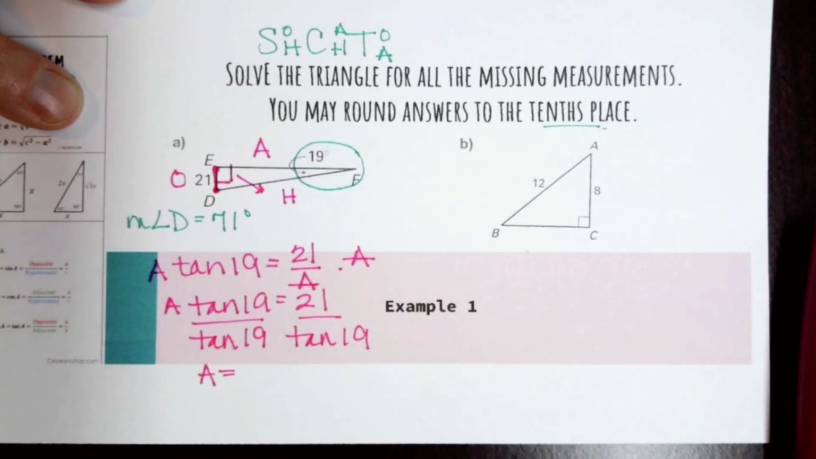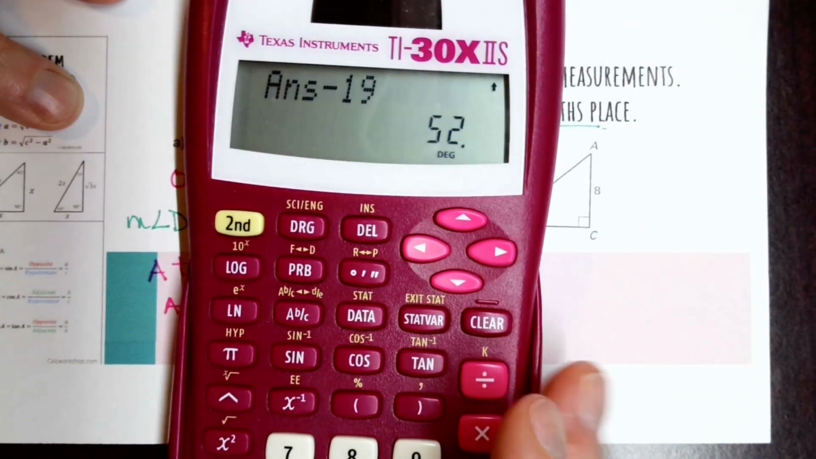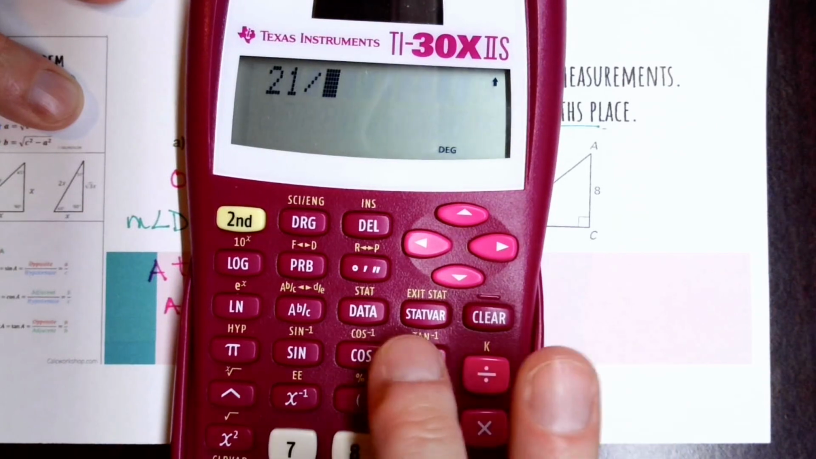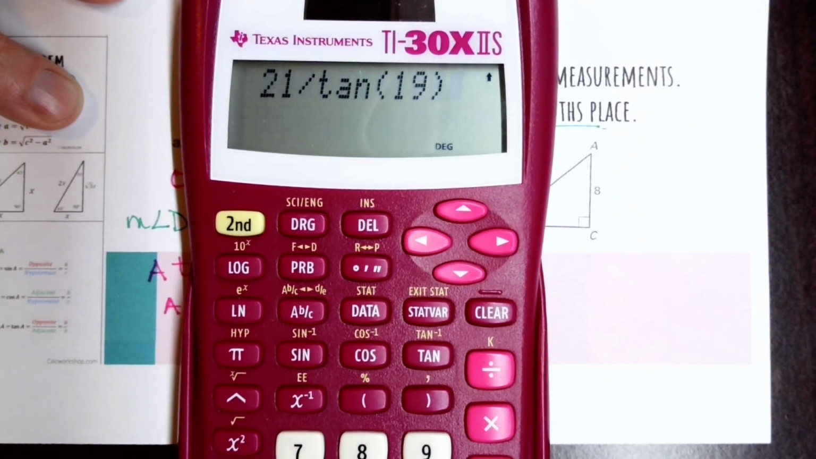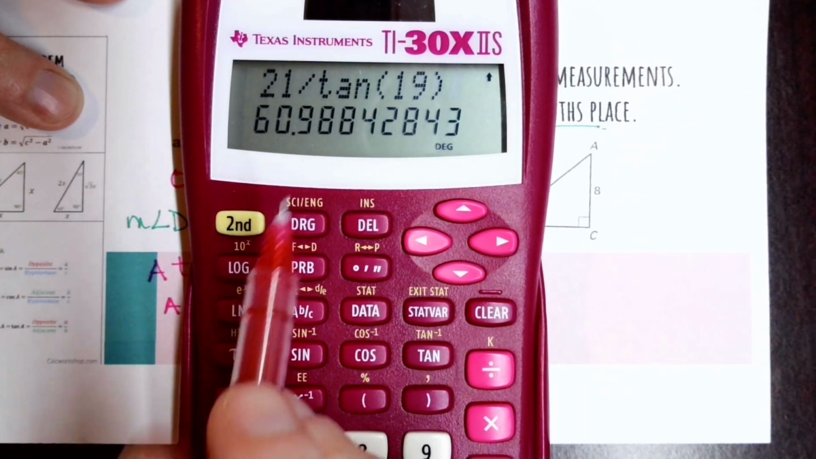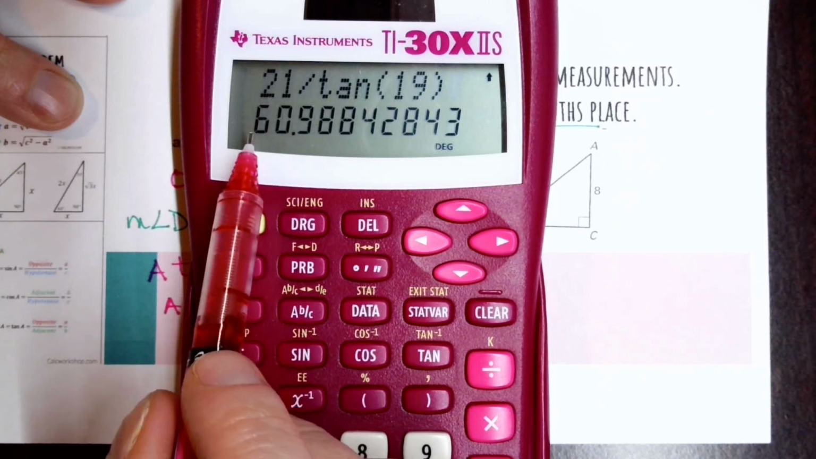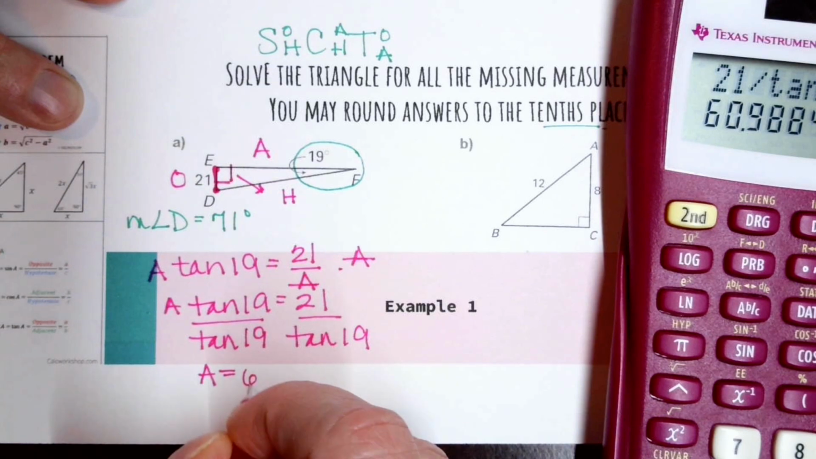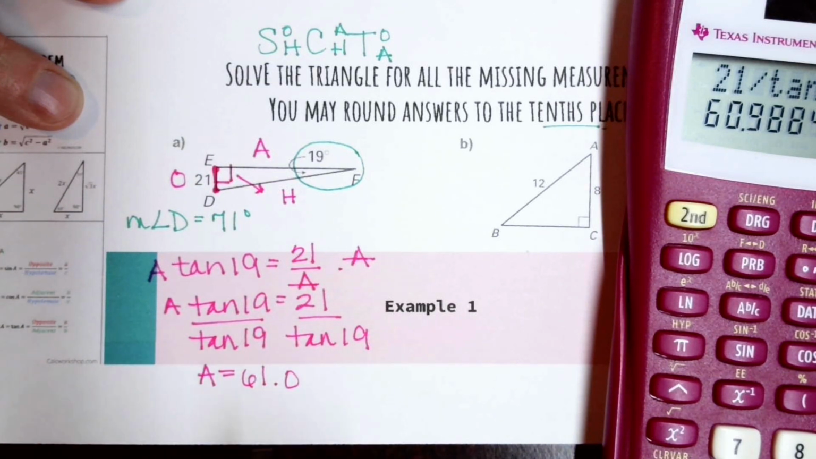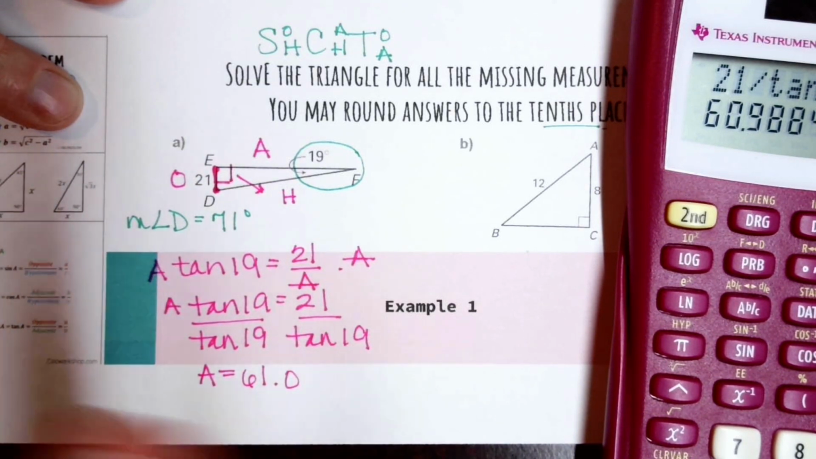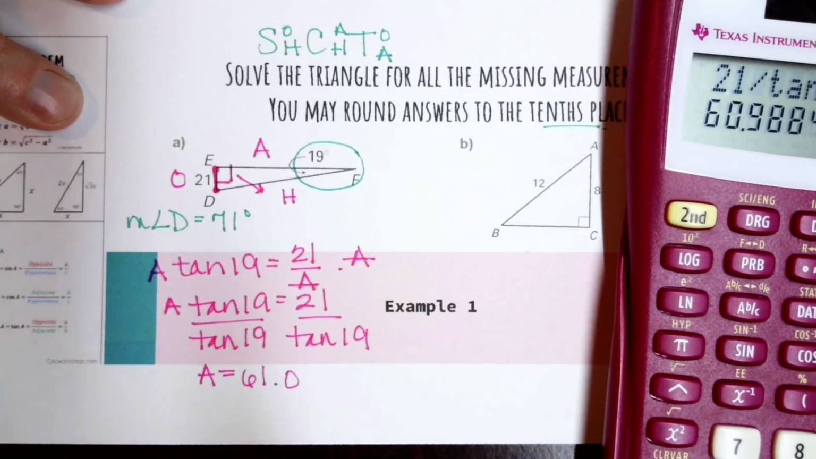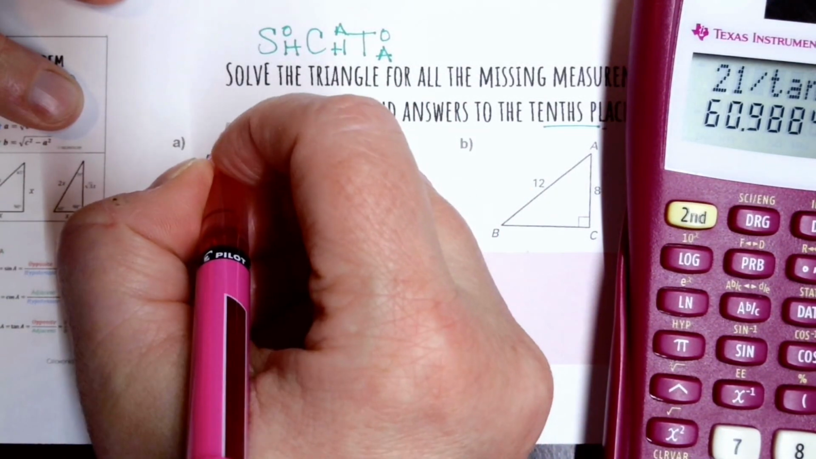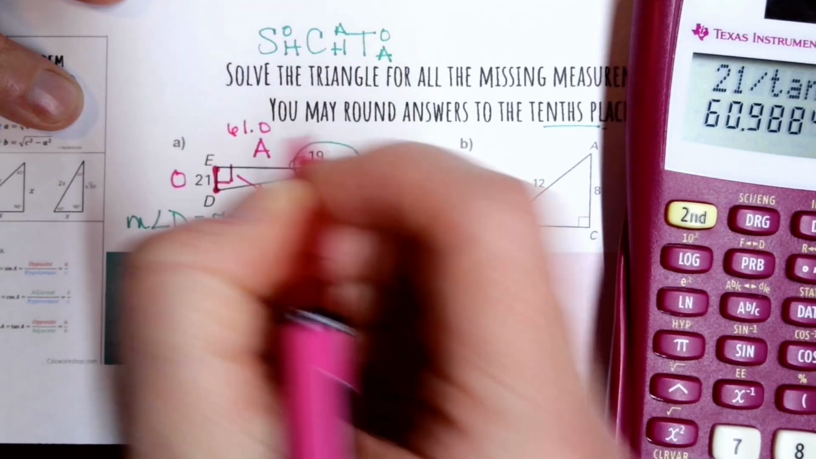And so that side, again on our calculator, 21 divided by tangent of 19, it's going to come out to 60 point, oh, see now this is going to be one where it's going to round up, so that'll be 61.0. Now remember, this is a side, so I'm not putting degrees after it. Okay, that one's going to be a side. So A, here we go, 61.0.